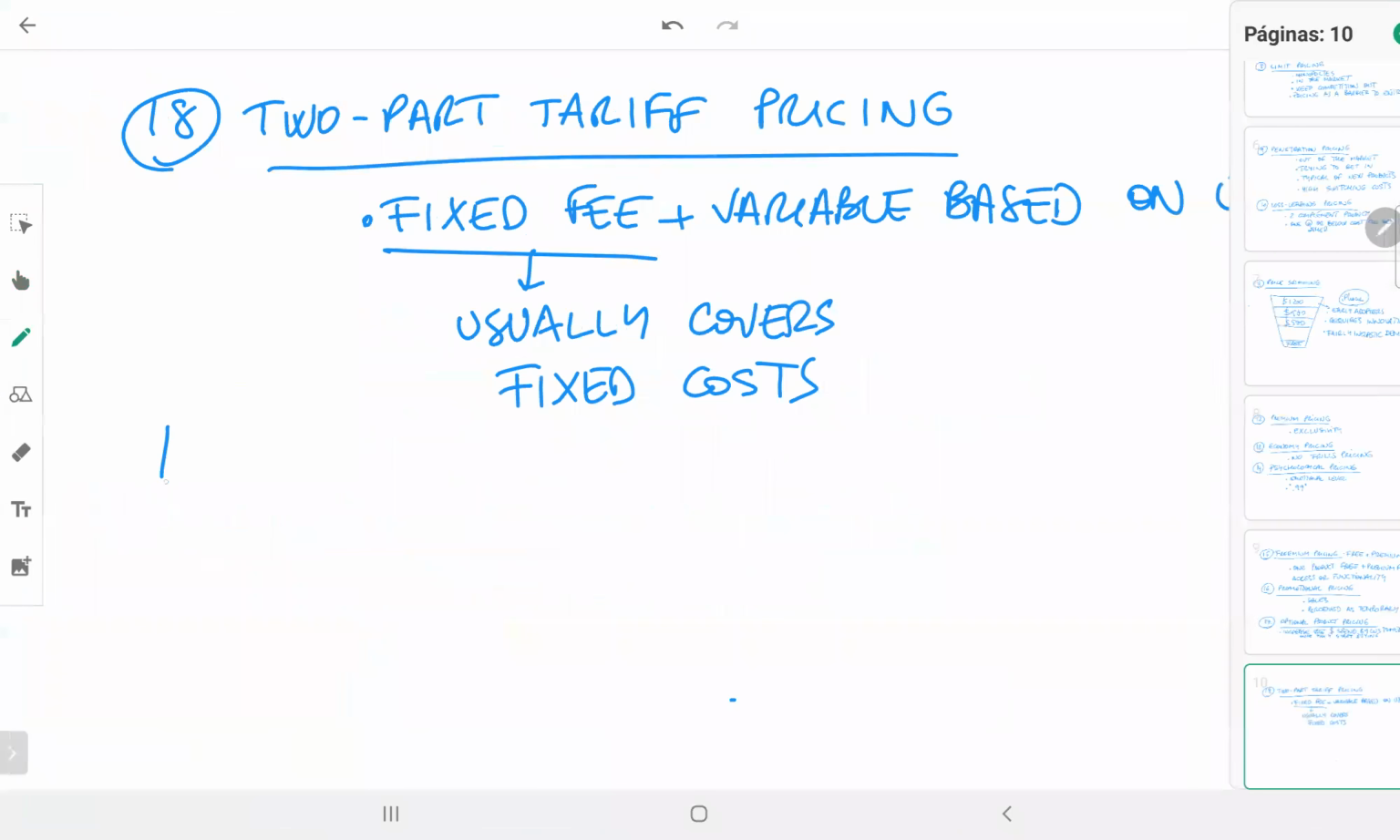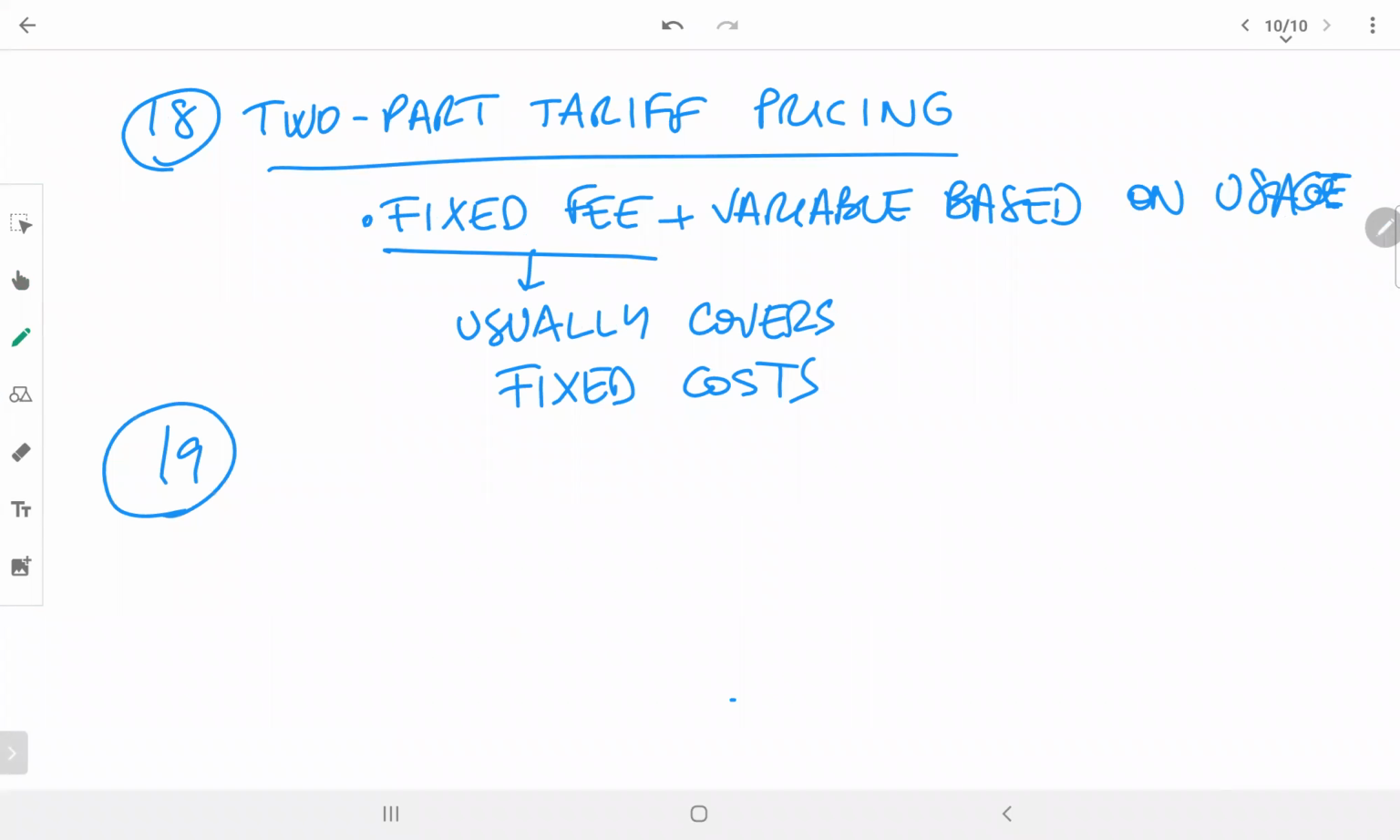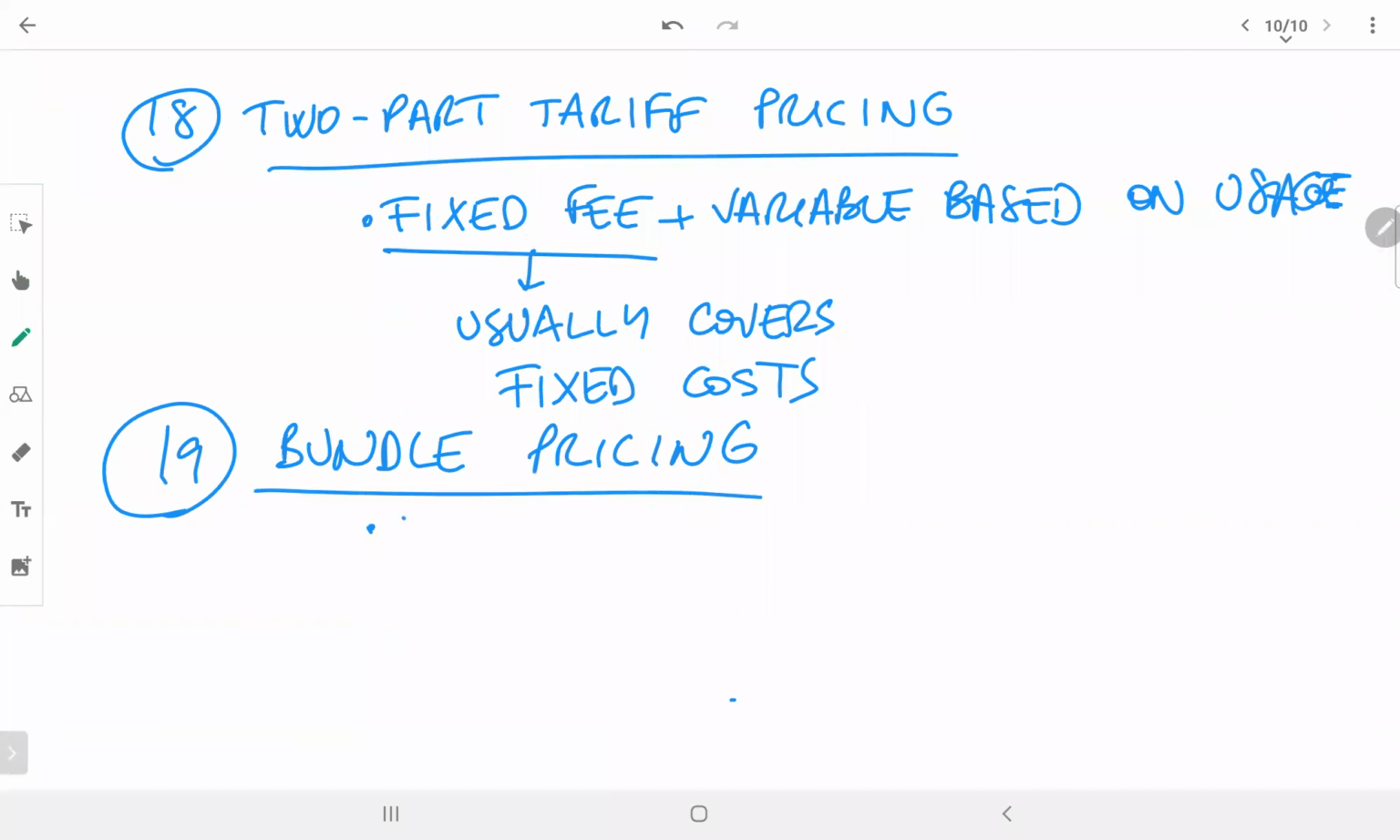Number 19 you've heard of, I'm sure, is bundle pricing, right? Bundling. Bundle pricing. So first thing we need to think about is that we're talking about different products. This is important. Different products. Okay. And you have several together in a package.